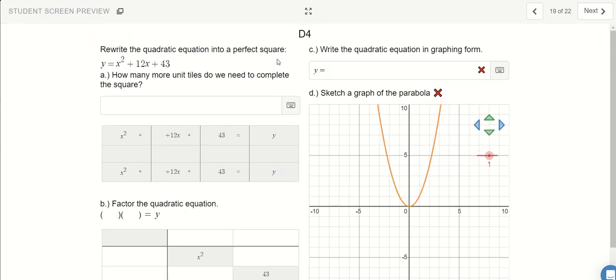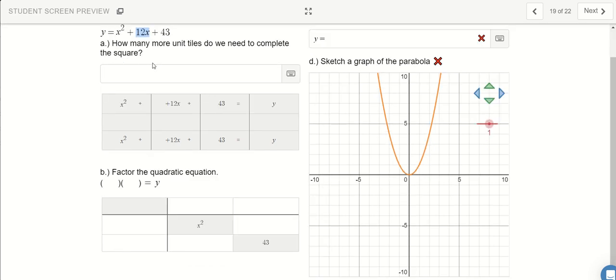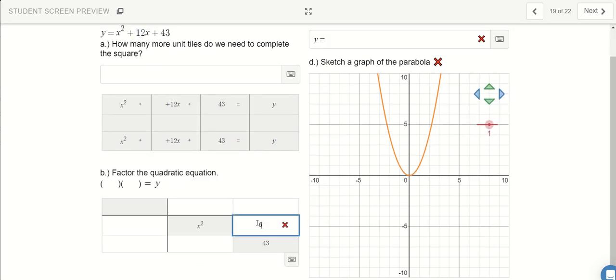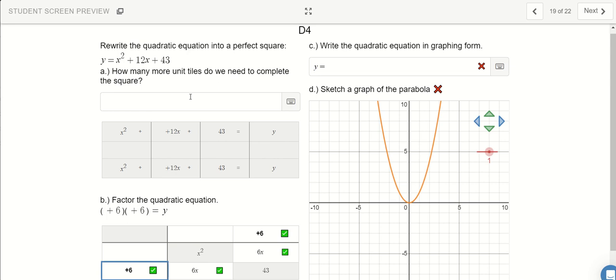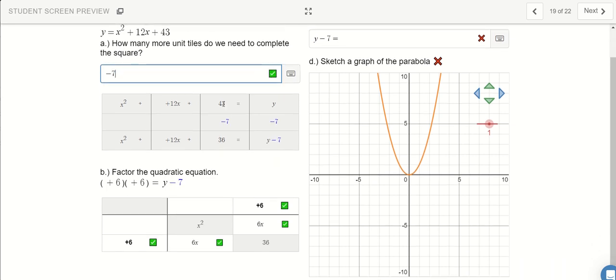Okay. I think this is the last one. So let's go and rewrite the equation as a perfect square. Again, I take 12x and split it in half. 6 and 6. Okay. I can do plus 6 over here and plus 6 over here. So notice that 6 times 6 equals 36, so again, this one's a little bit too big. So we need to get rid of some tiles so that it's a little bit closer. Let's do minus 7.